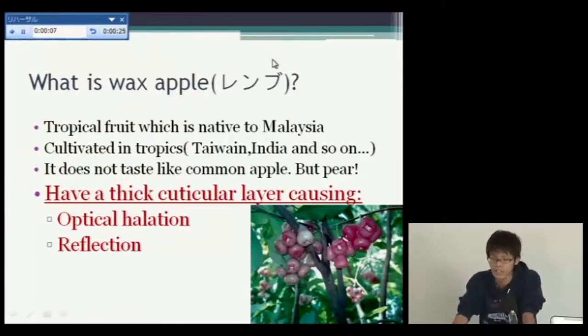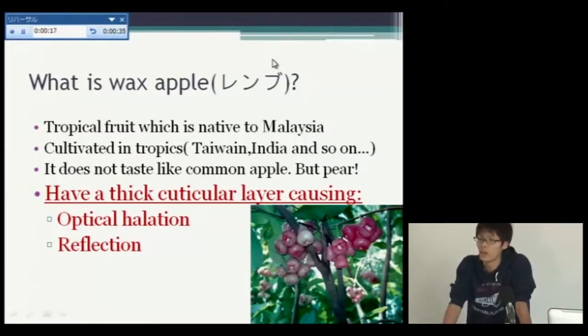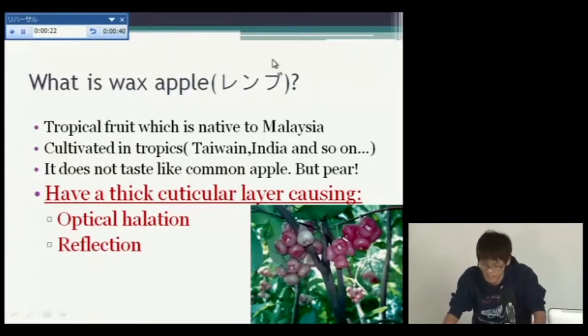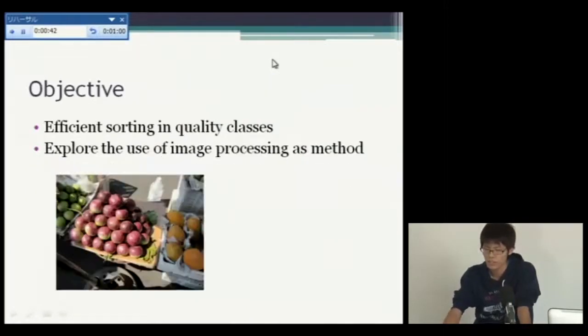Wax apple is a tropical fruit, which is native to Malaysia and is cultivated widely in the tropics. For example, Taiwan, India, Okinawa, and so on. And it does not taste like a common apple, despite its name. It is more like a pear, nashi. And this is very characteristic: this wax apple has a thick cuticular layer, which causes optical halation and reflection.